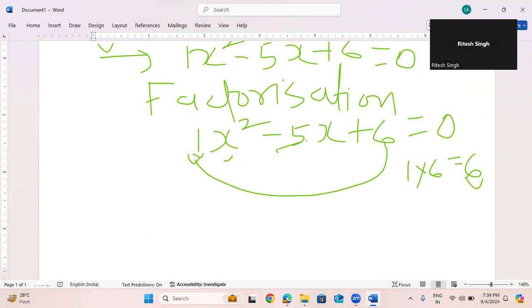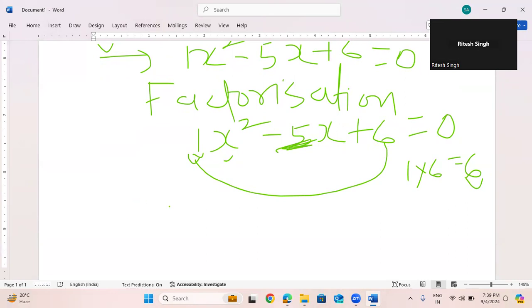Now we have to break b in such a way that by adding the parts it remains b only, but by multiplying them it becomes the product of a and c. So simply speaking, I have to break minus 5 into two parts such that their multiplication is 6.